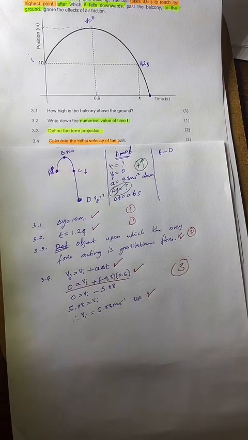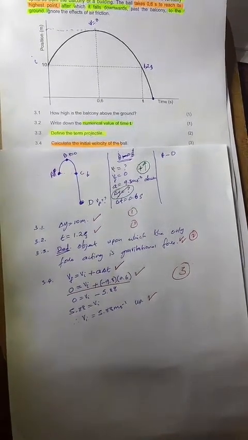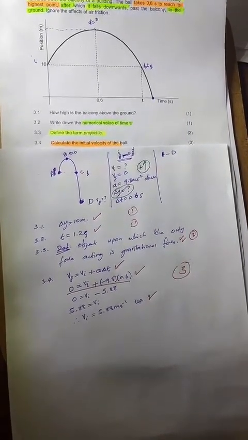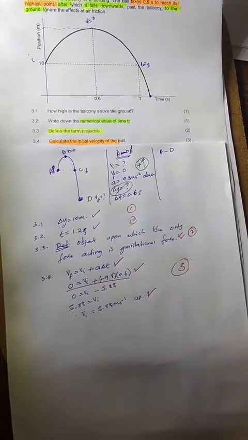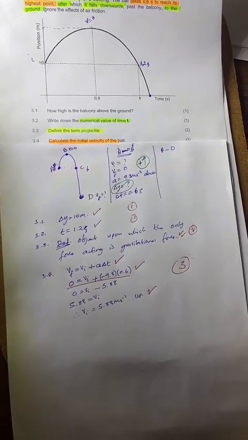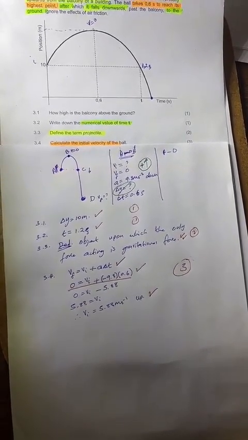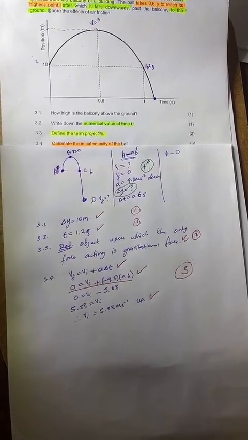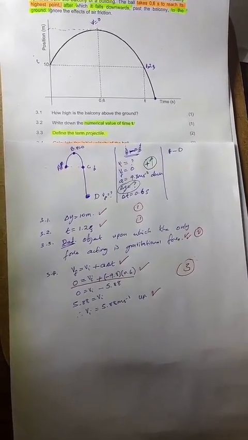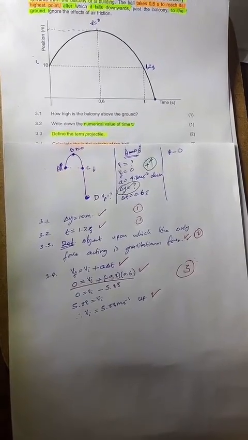Now let's go to the next question and see how we answer that. I hope we are still together. For those that were in matric last year, this is grade 12 vertical projectile motion.